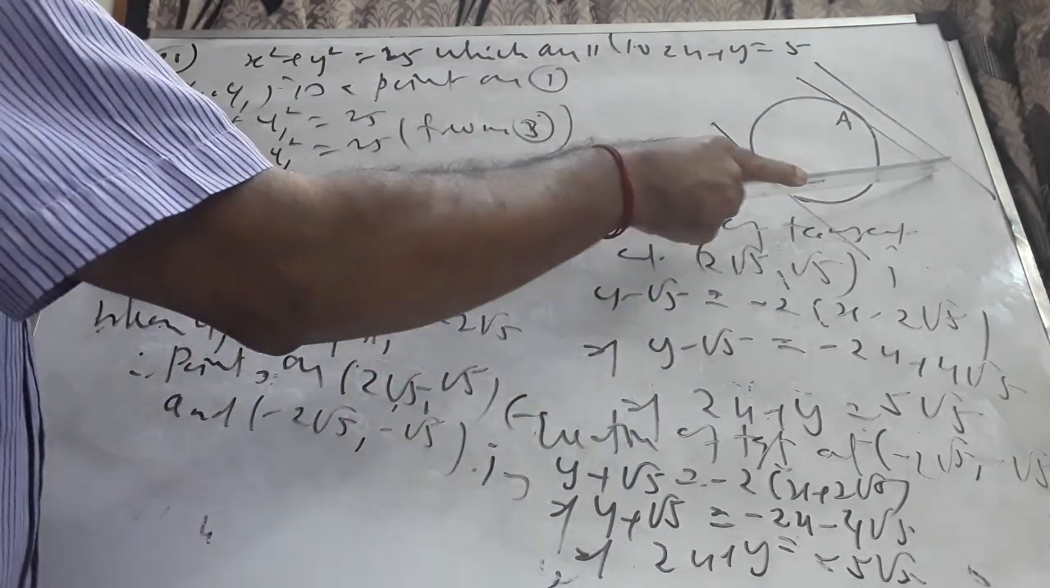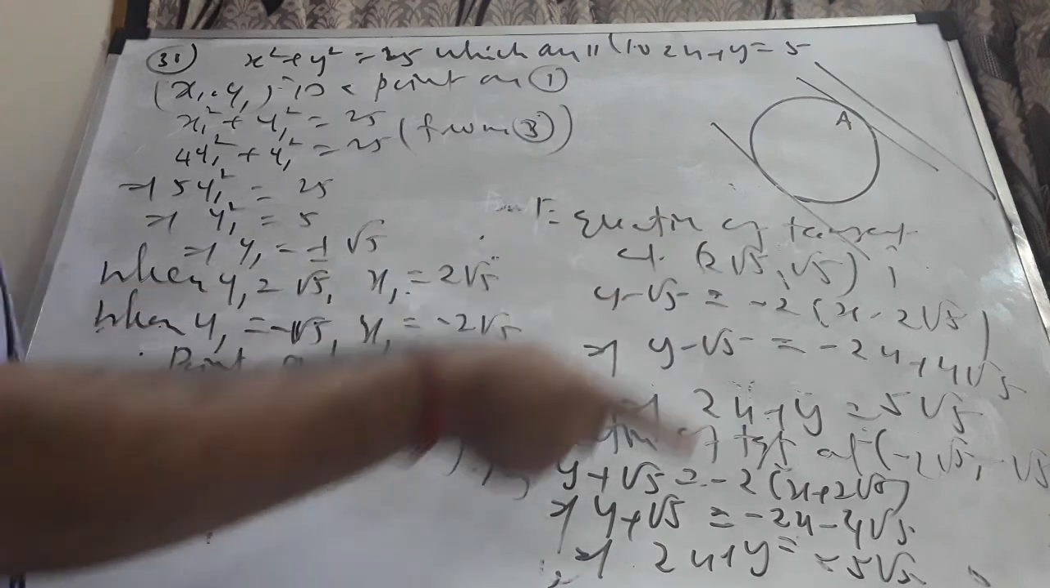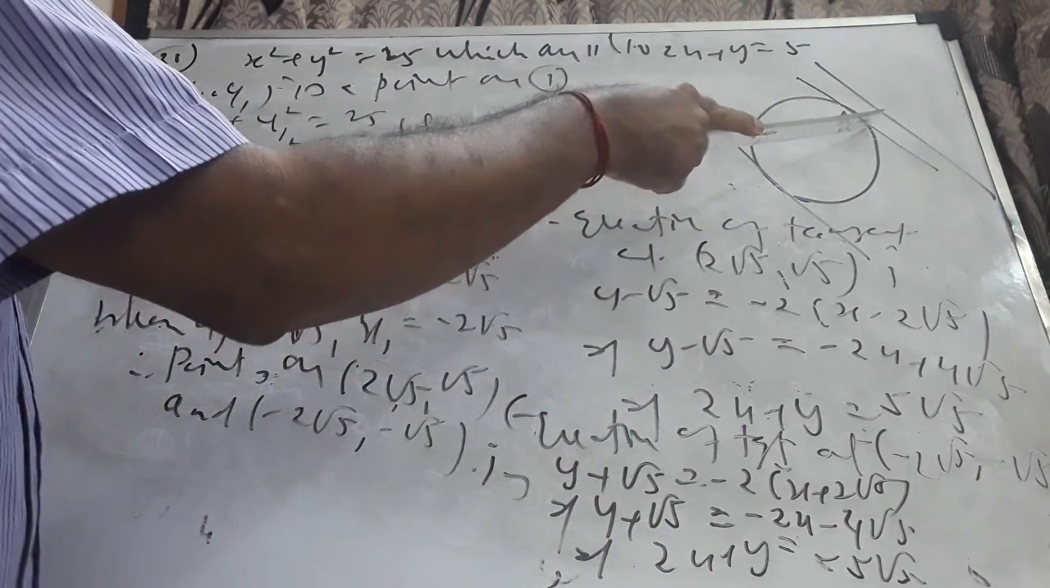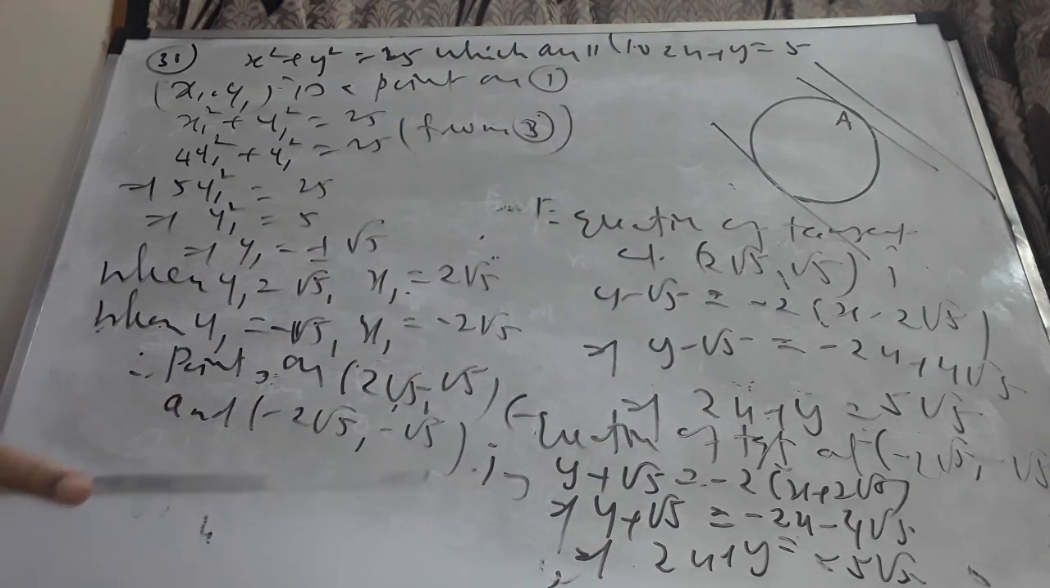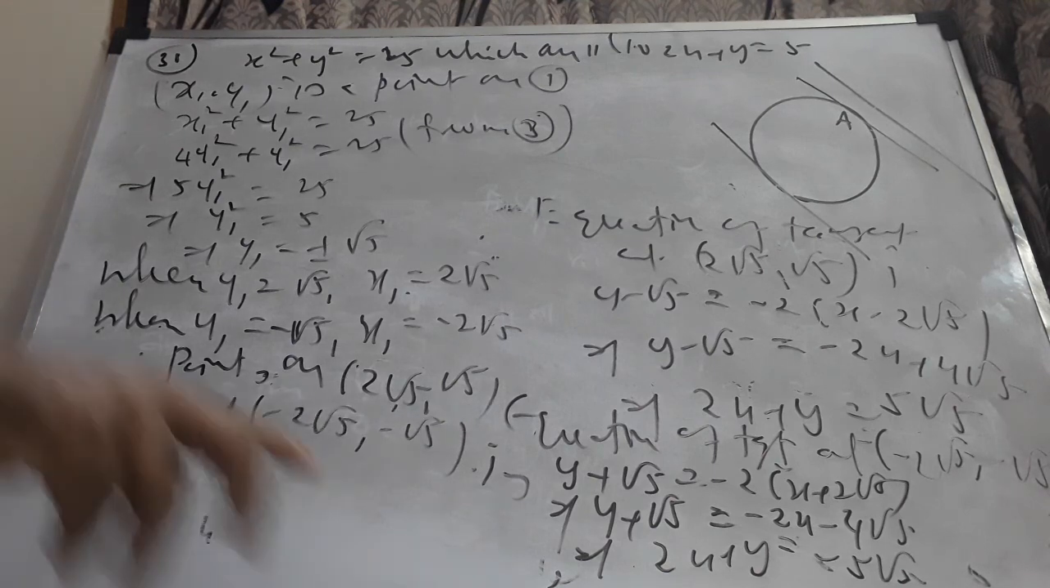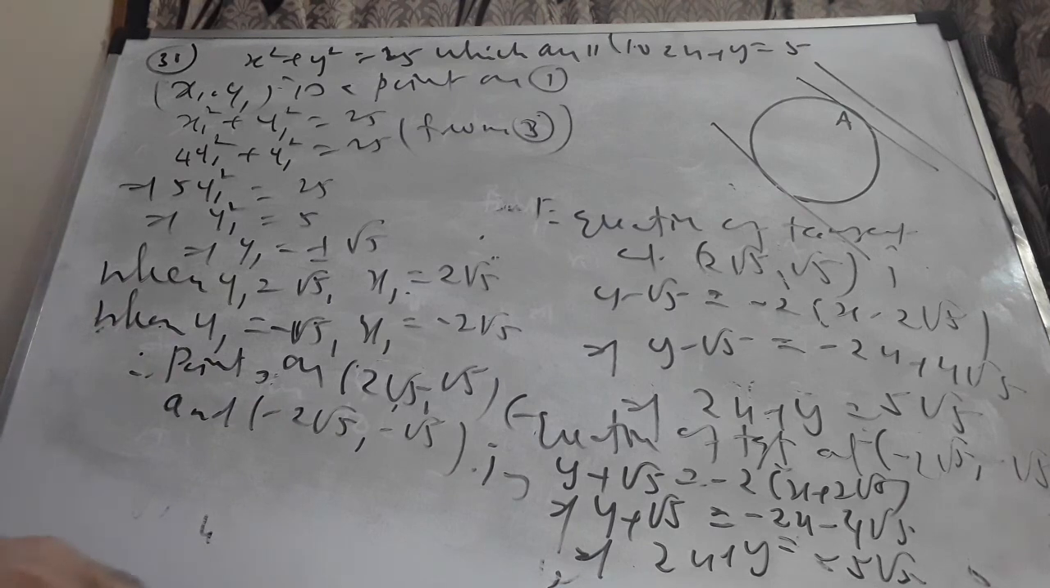Therefore, the tangent here may be like this. This one, the tangent here may be like this. This may be point 2 root 5 comma root 5. Diametrically opposite, the other point will be minus 2 root 5 comma minus root 5. Okay, is it clear? Are you able to follow? Yeah, I think it's clear.